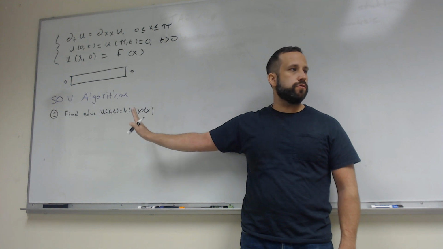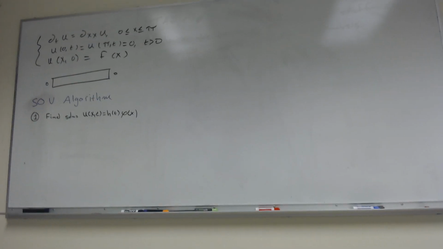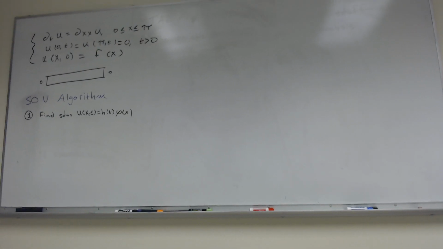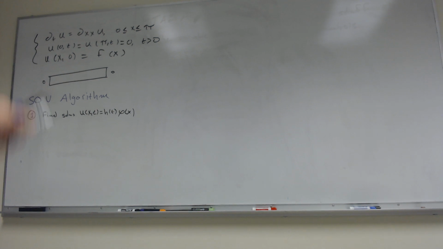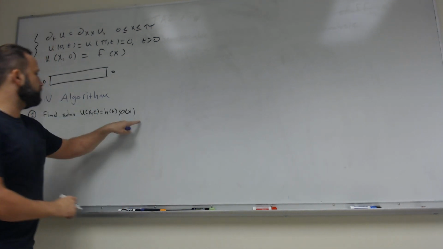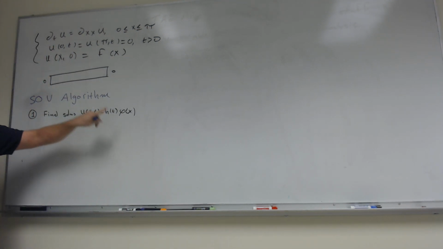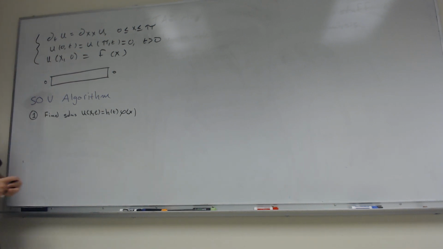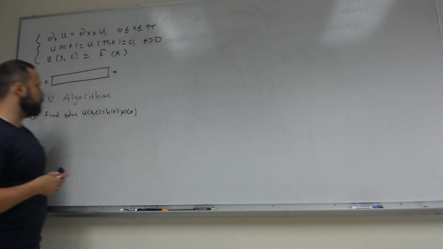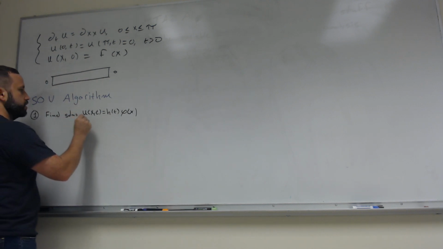Now, at this point, there's no reason to believe that we should be able to do this, but we will see why we can do this. And most solutions are not going to be able to be written in this form here. What's going to happen is we're going to find infinitely many solutions of this form, and the solution to this problem will be a sum. The solution to the problem that we care about will be a sum of these product solutions.